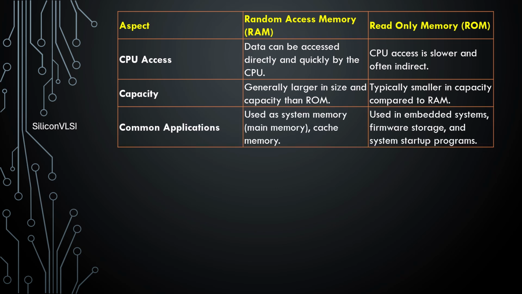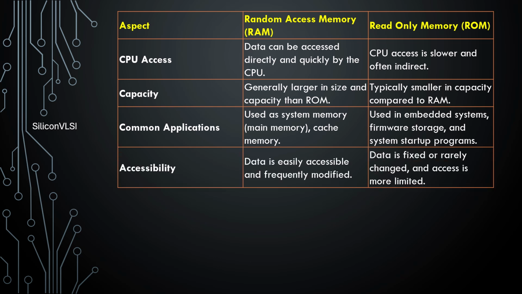In terms of common application, RAM is used in system memory and cache memory, while ROM is used in embedded systems, firmware storage, and the system startup program. In terms of accessibility, in RAM, data is easily accessible and frequently modified, while in ROM, data is fixed or rarely changed and access is more limited.